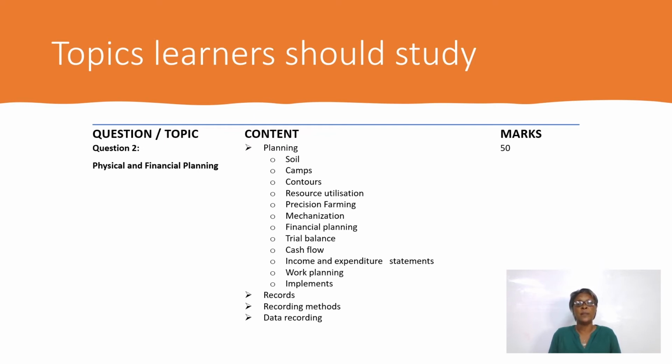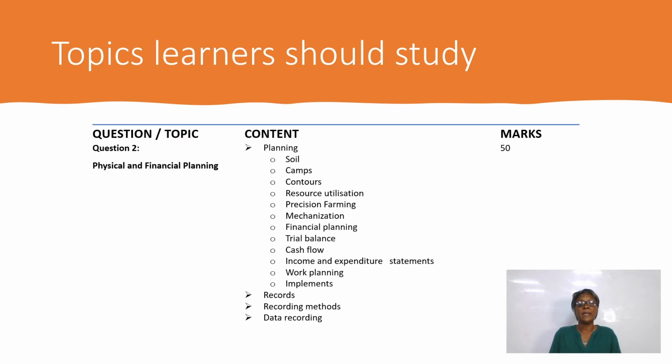Now, when you look at planning, you look at your soil, your different soil types. You look at the depth of the soil, soil structure, soil texture. You look at your different camps, contours, resource utilization. Remember, a farmer can do nothing without resources. And you look at precision farming, mechanization. What type of implements does the farmer use on the farm?